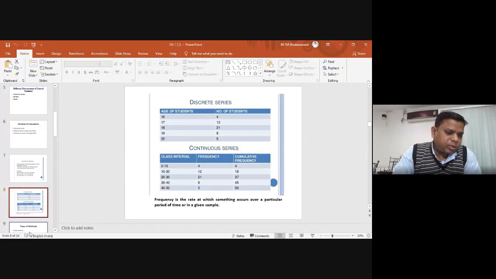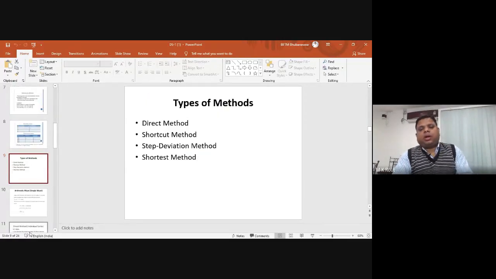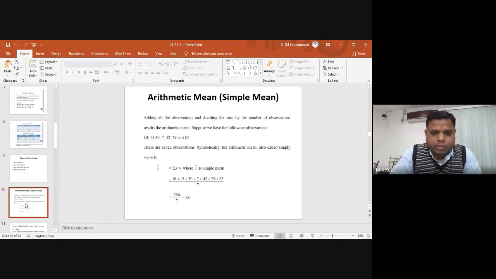Then moving to the next one. These are the four methods basically used to calculate the measures of central tendency. The first method is the direct method. The second one is the shortcut method. The third one is the step deviation method. And the fourth one is the shortest method. We are going to solve some numericals on the direct method as well as the shortcut method in case of arithmetic mean. So just note down the first formula of arithmetic mean in the form of simple mean. All of you note down the formula, then we'll proceed to numericals.